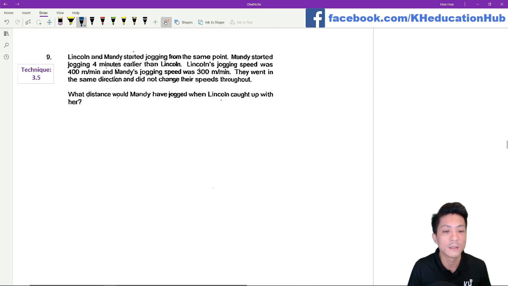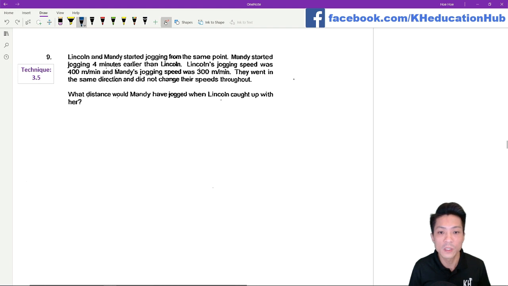Question 9. Lincoln and Mandy started jogging from the same point. Mandy started jogging 4 minutes earlier than Lincoln, and Lincoln's jogging speed was 400 meters per minute and Mandy's jogging speed is 300 meters per minute. They went in the same direction and did not change their speed throughout. What distance would Mandy have jogged when Lincoln caught up with her?